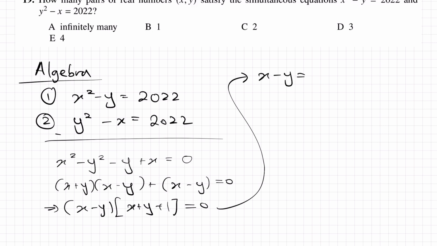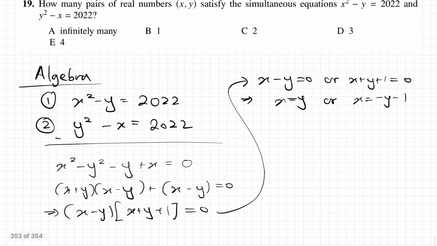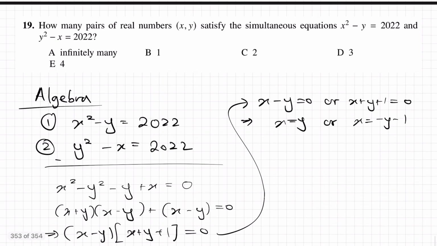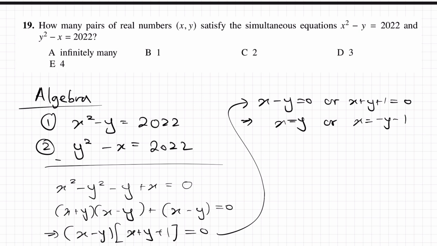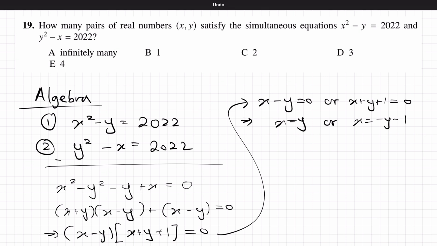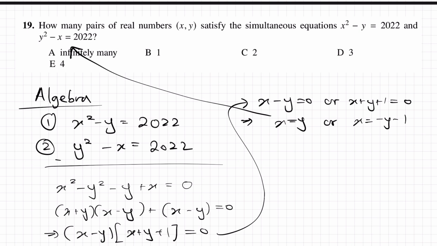So either x minus y equals 0 or x plus y plus 1 equals 0, which leads us to x equals y or x equals minus y minus 1. Now, this doesn't actually mean all points along this line are going to solve these simultaneous equations. But you'll see if we plug x equals y into this, we'll get a quadratic in y. Similarly, if we put it into this, we'll get a different quadratic in y. We'd get the same quadratic in y since it's kind of symmetrical. But yeah, so we can plug it into either equation.